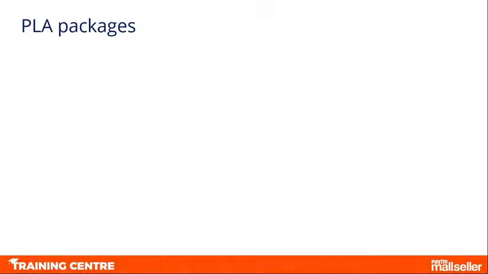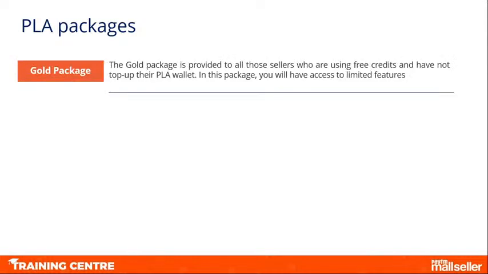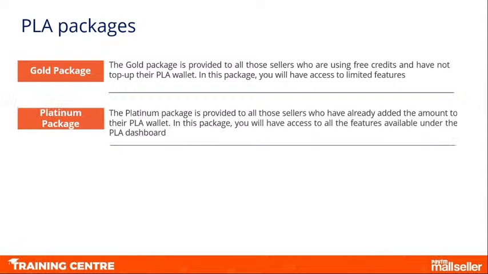Now let me tell you, we have two types of PLA seller packages available for you. First one is the Gold package. The Gold package is provided to all those sellers who are using free credits and have not topped up their PLA wallet. In this package, you will have access to limited features. Second is the Platinum package. The Platinum package is provided to all those sellers who have already added the amount to their PLA wallet. In this package, you will have access to all the features available under the PLA dashboard.